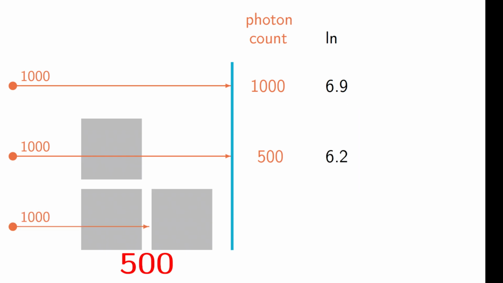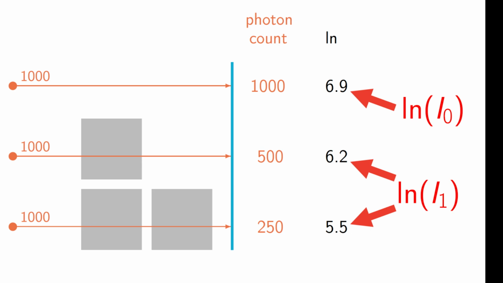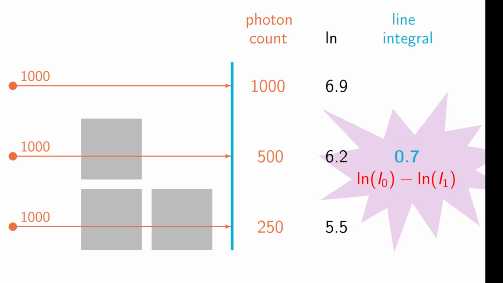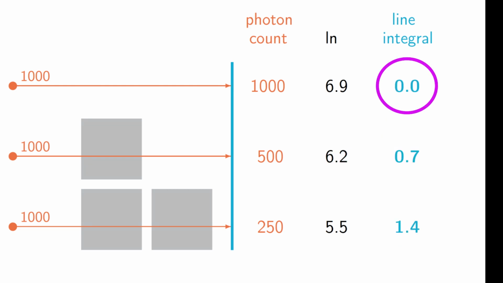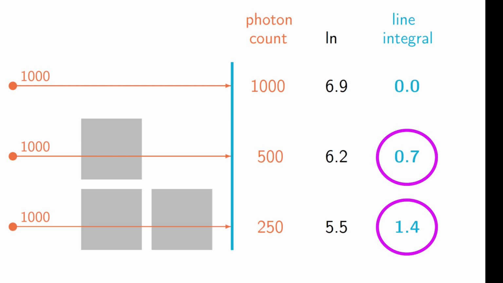The ray that goes through two blocks has lost half of its photons in the middle. Going through the second block reduces 500 photons to only 250. Now we have the logarithms of all the three rays. Subtracting the logarithms should now give the line integral. Indeed, the empty space ray has a zero integral. That's correct, as there was no stuff in the way of the X-ray. Furthermore, the two-block integral is twice as large as the one-block integral.